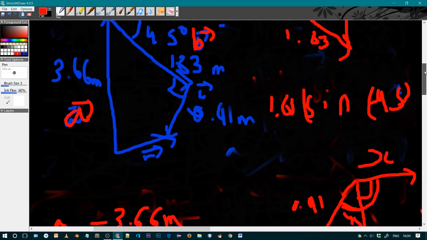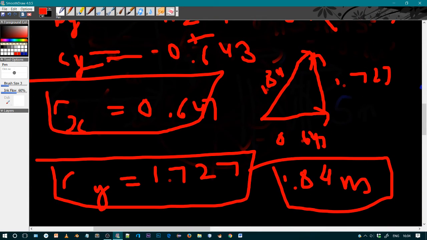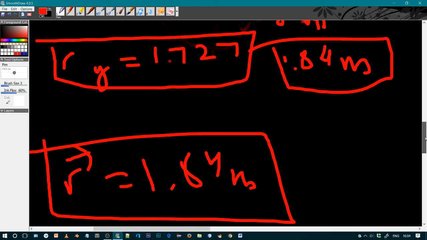You can find the angle here, for example, by doing tan theta. Tan theta will be equal to this upon this, and you can do tan inverse. So this is my value, 1.84 meters. It is correct according to the Resnick-Halliday book.